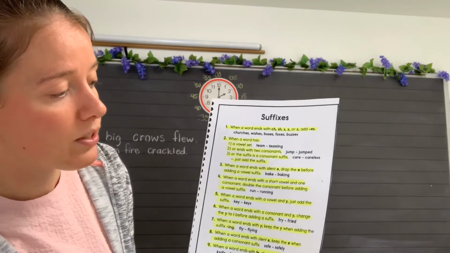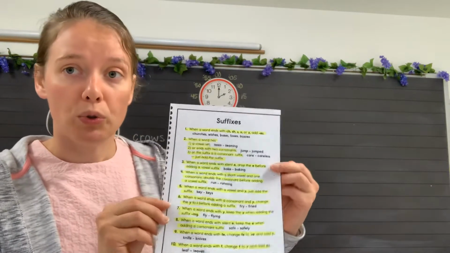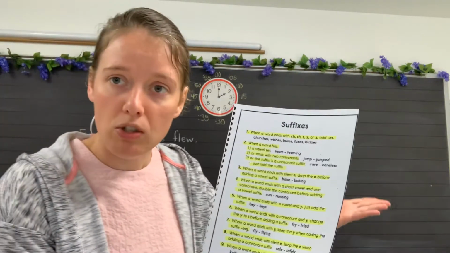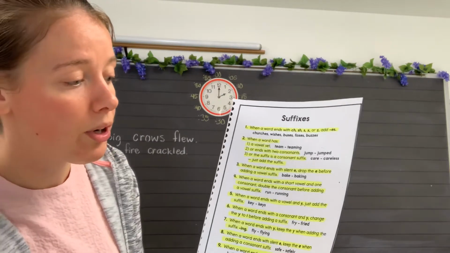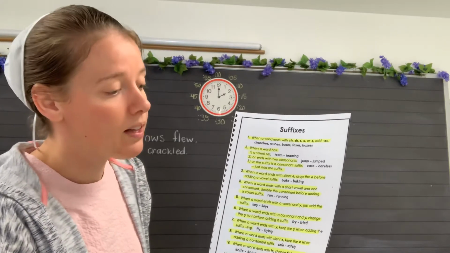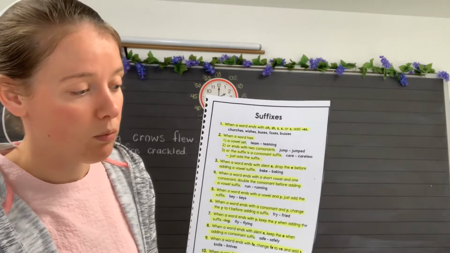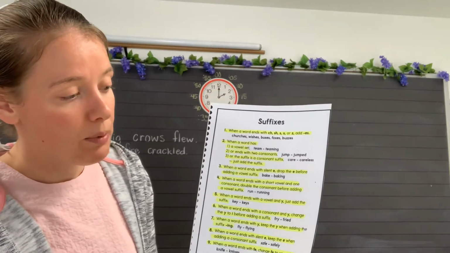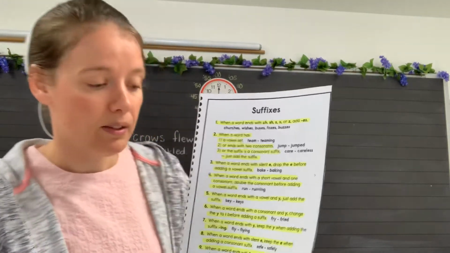Number five, when a word ends with a vowel and Y, just add the suffix, like key. Key ends with a vowel and a Y, so you will just add the suffix. You won't change the root word. Just add the suffix. Number six, when a word ends with a consonant and Y, change the Y to I before adding a suffix. Like fry, it ends with a consonant and a Y. R is the consonant and Y. Change the Y to I before adding a suffix. Like fried, you change the Y to I and then you add the suffix.